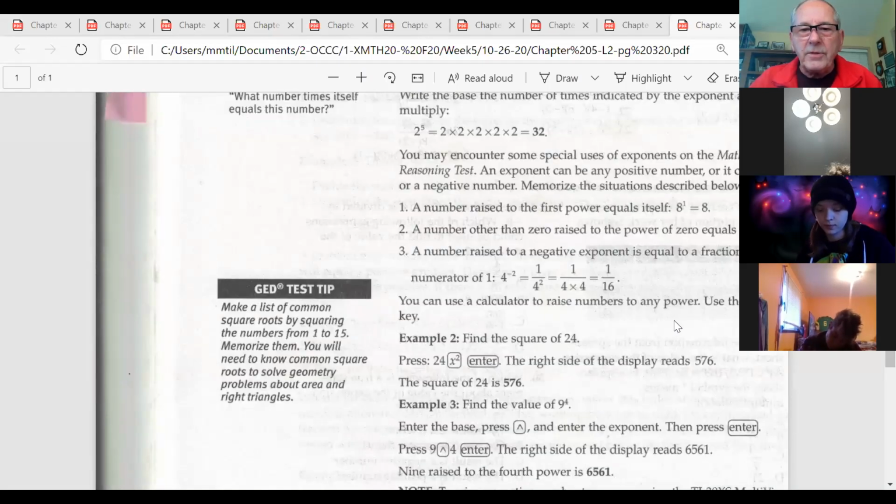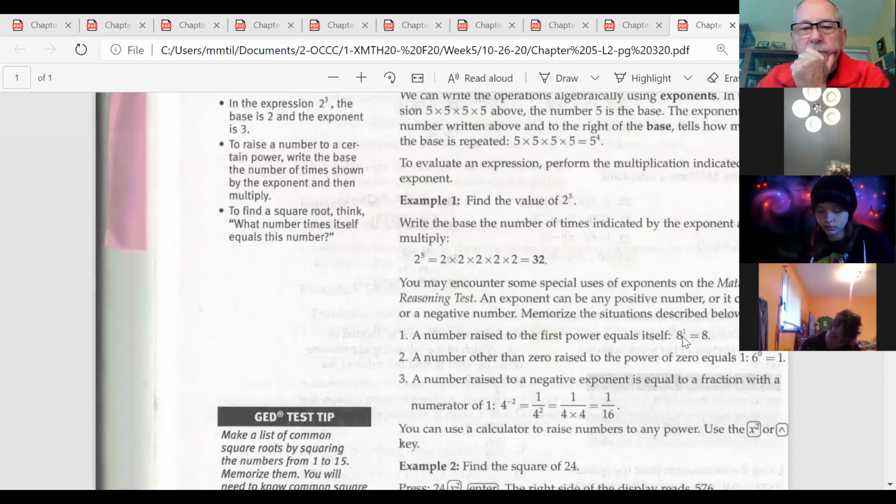Okay. So these are all powers of various numbers. Remember that any number to the 1 power is equal to that number, right? 8 to the 1 power is equal to 8. And also know that any number to the 0 power is equal to 1, right?